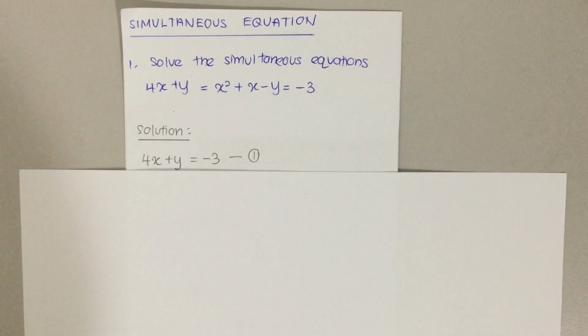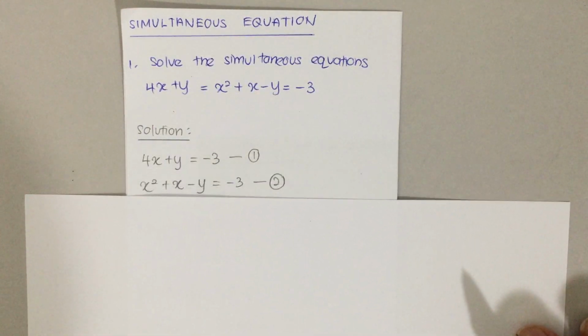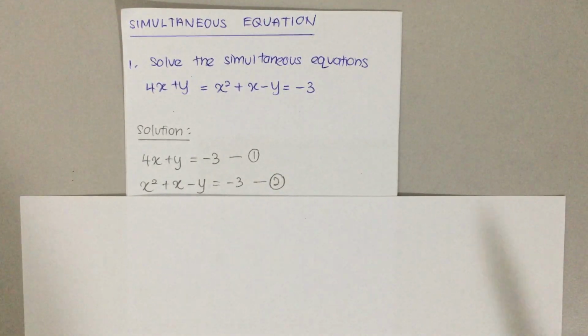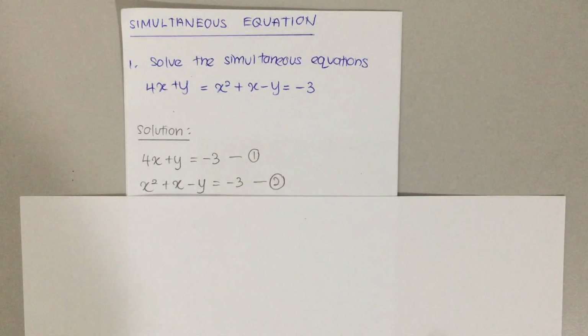So 4x + y = -3. We're going to write this as our first equation. And x² + x - y = -3. So this will be the second equation. Okay, we have already split this simultaneous equation into two equations. So how are we going to proceed with the next step?